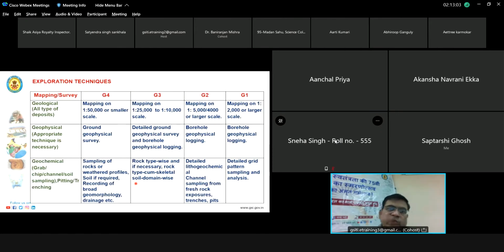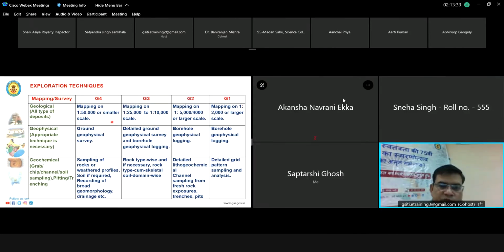So now the exploration techniques. UNFC has classified that for mapping in G4, we have to cover it at 1:50,000 scale or smaller scale. In G3, our area will be at a larger scale, that is 1:25,000 to 1:10,000. In G2, it is 1:5,000 to 1:4,000, and in G1, 1:2,000, or even larger scale, even 1:500 scale is also permissible. Similarly, in geophysical, we have to do a ground geophysical survey of the whole area.